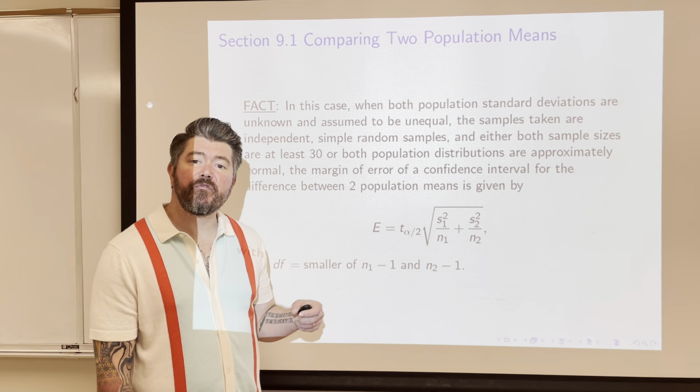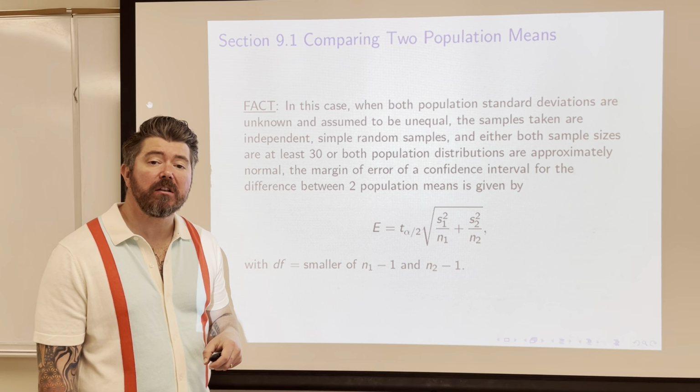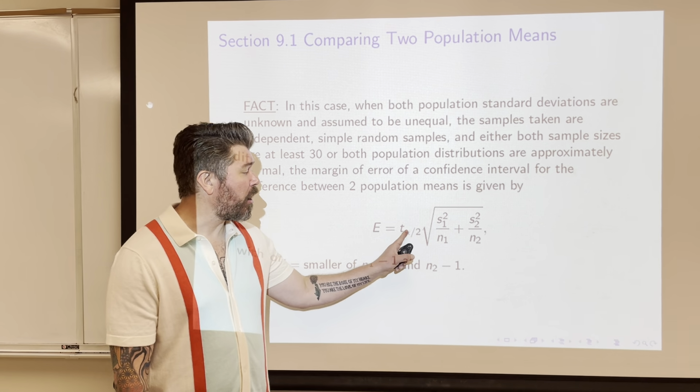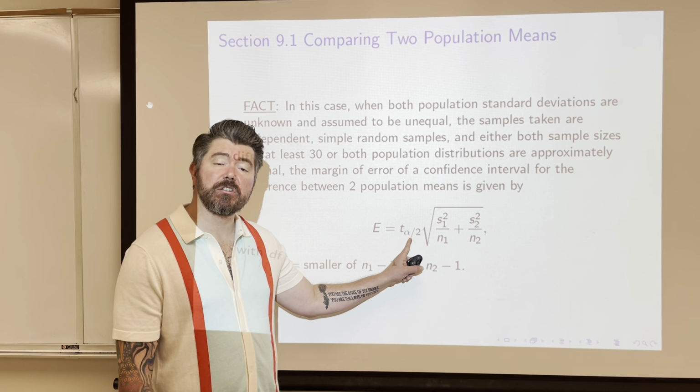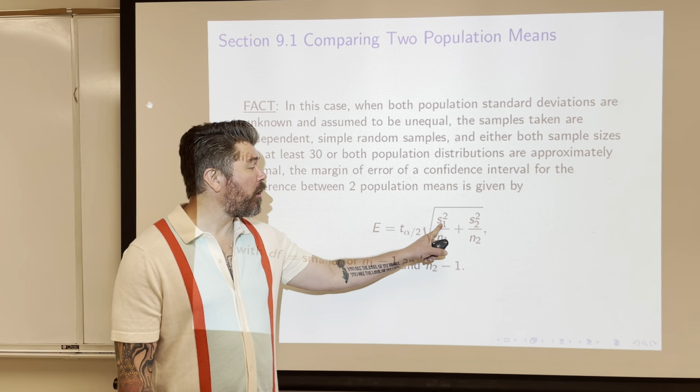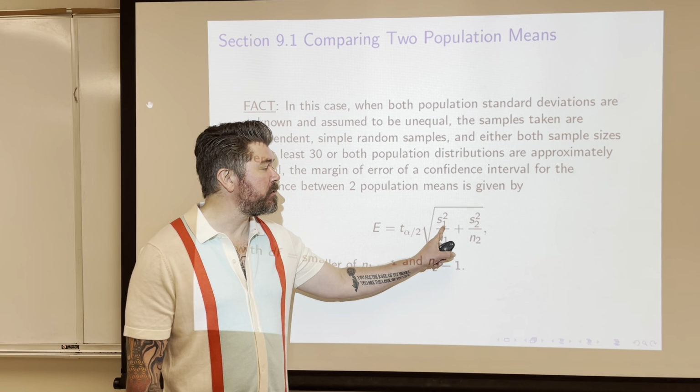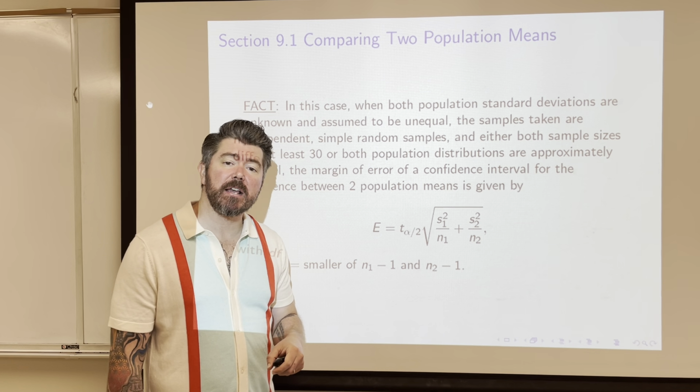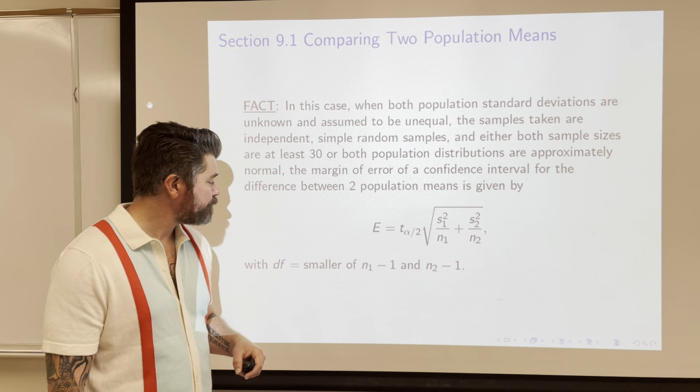Notice that this looks very similar to the formula we saw in section 9.1. However, our z-value has now changed to a t-value, and our sigma 1 and sigma 2 values have now changed to an S1 and S2 value.